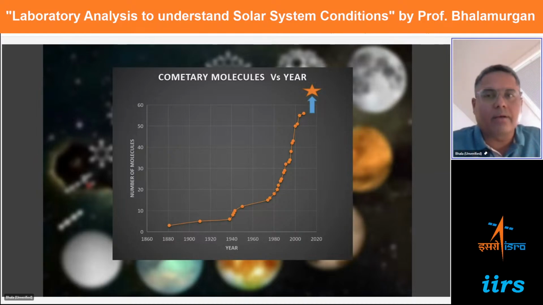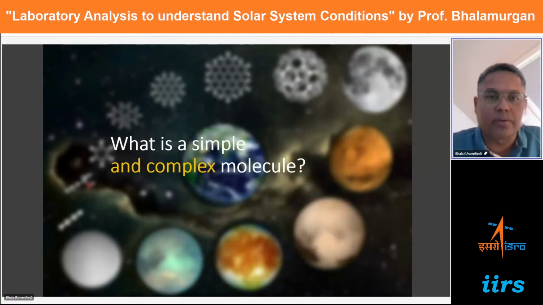But when you come back to our solar system, again, we have the same complexity. If you take comets, the number of molecules that are found on comets are plenty. And again, around 2015, I put a star here because this is the time where spacecraft went to the comet, they landed, and they looked at molecules in a much better precision than before.